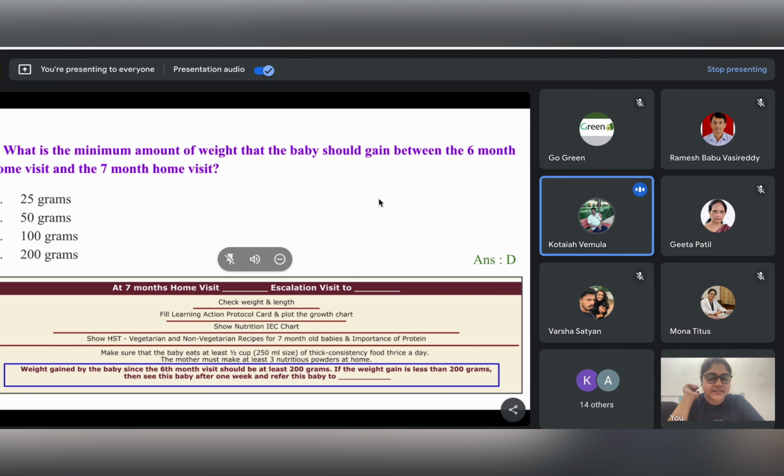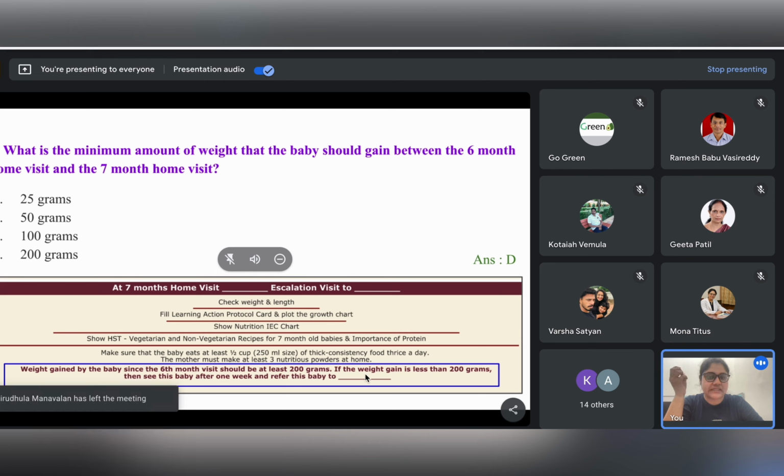Ma'am, yes, please go ahead. Actually, there is no mention of the gender here. So what child should we take here? If there is no mention, as per the learning and action protocol, it is the same as what has been given, right? So it has been mentioned accordingly, the weight gain, whatever has been mentioned. Am I audible? Okay.